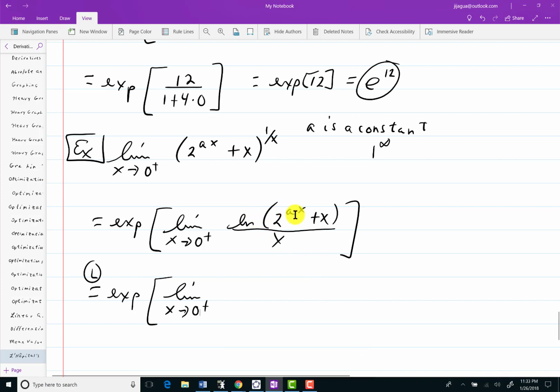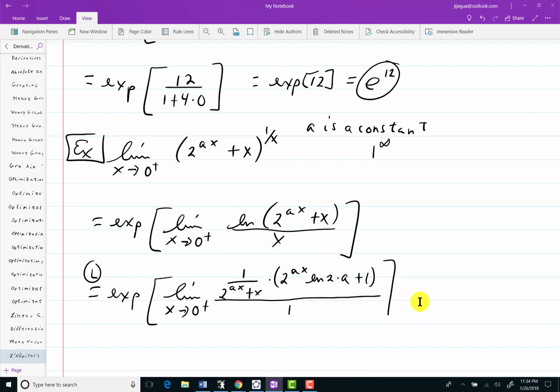And the same deal has happened as before. I'm going to get 1 over 2 to the ax plus x, and then the derivative of the stuff inside. Do you remember the derivative of 2 to a power is immediately 2 to that same power times ln 2. But then we've got to take the derivative of ax, and that'll be a. And the derivative of x is 1. And all of that is over 1.